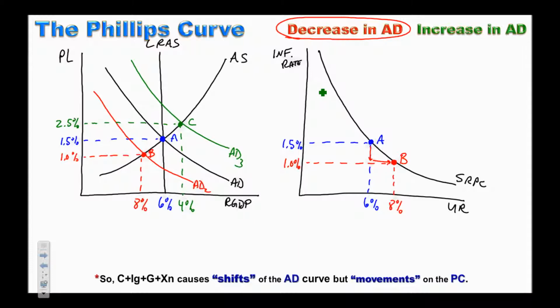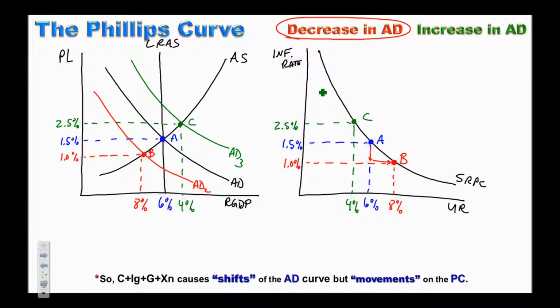Okay? How do we show that on the Phillips curve? We're going to move the opposite way. Okay? 2.5% is our new equilibrium, point C, with 4% unemployment. So that's basically how you can make changes on the short-run Phillips curve that correspond to changes on the aggregate supply curve. Okay? That's very important.